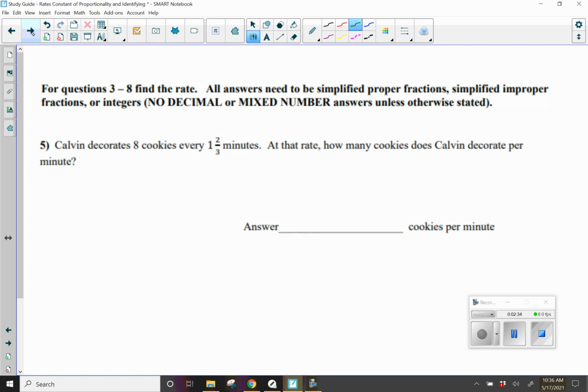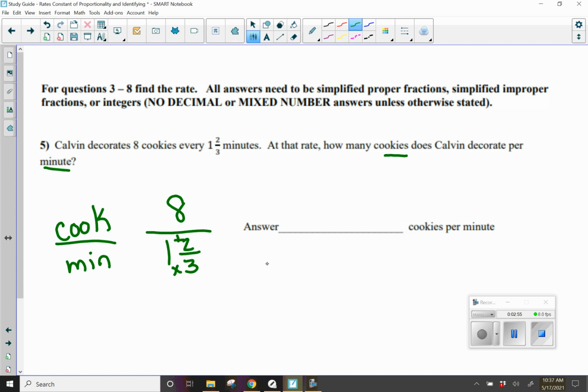Calvin decorates 8 cookies every 1 2/3 minutes. At that rate, how many cookies does Calvin decorate per minute? So we're looking for cookies per minute, which means that 8 goes on top, and then 1 2/3 goes on the bottom. Of course, we want to make this an improper fraction. Whole numbers we put over 1. So really what we're doing is 8/1 divided by 5/3.